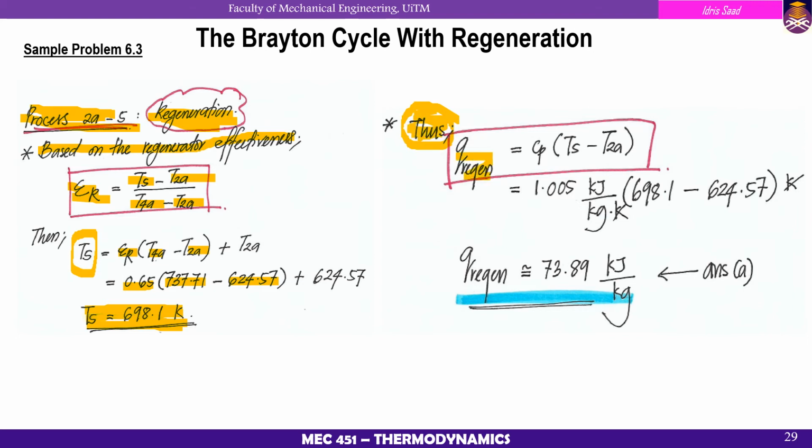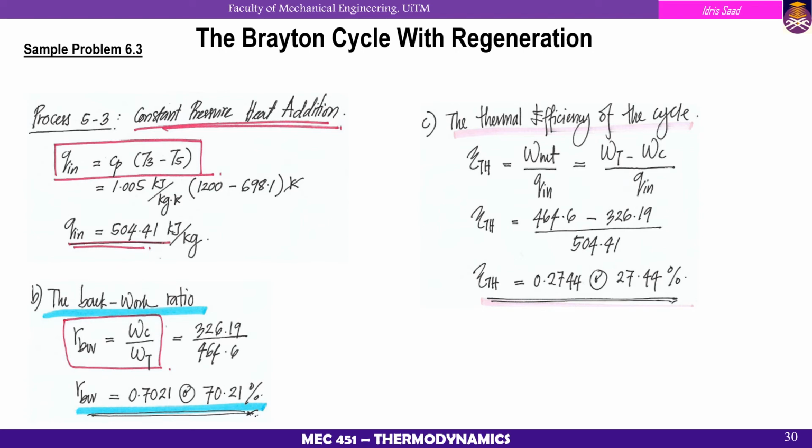Q regeneration is equal to Cp times T5 minus T2A. So 1.005 kilojoule per kilogram Kelvin multiplied by 698.1 minus 624.57. We can cancel out the Kelvin. So we can get Q regeneration is equal to 73.89 kilojoule per kilogram. This is how much energy that we can recover from the regeneration system.